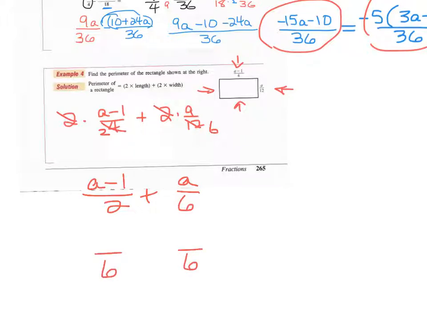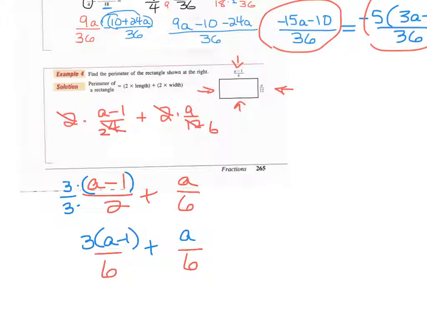So now I have to figure out what am I going to multiply 2 by to make it become 6. And I'm going to multiply the top and the bottom by 3. Again, remember you're going to distribute that 3 to the top there. This one I need to multiply it by 1, which is nothing, so it's going to stay the same.